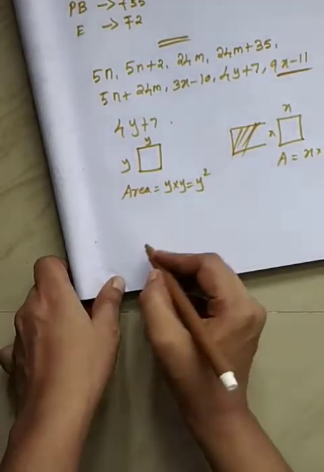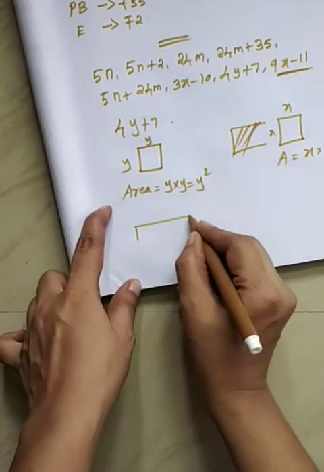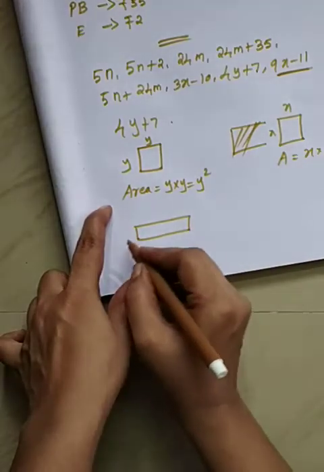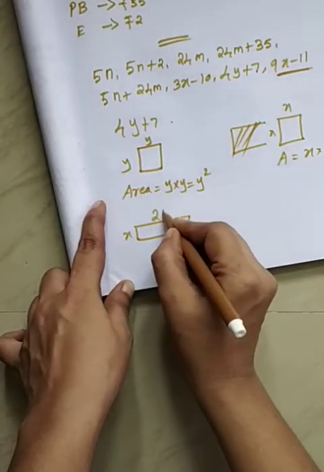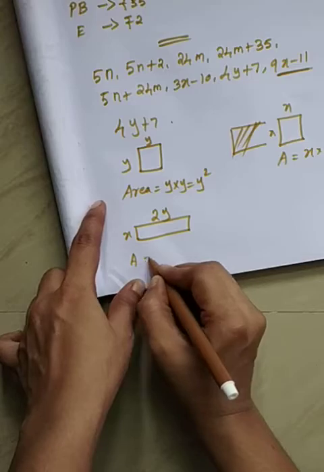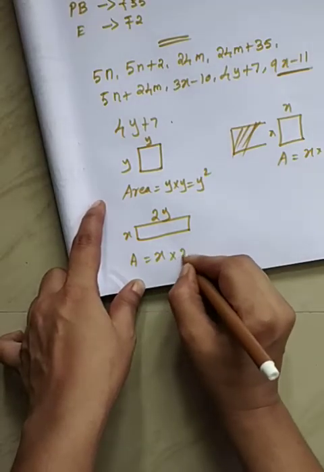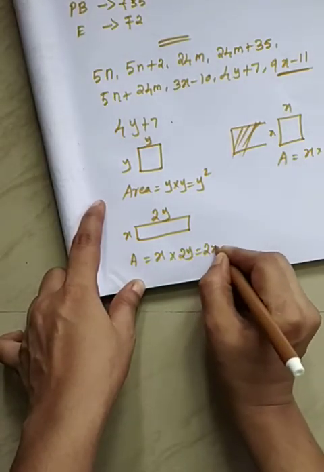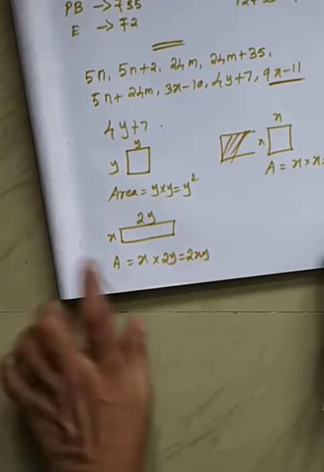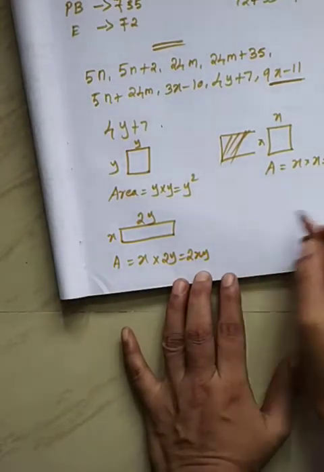The next, you can take the rectangle. This is x, and this one is 2y. So area equals x into 2y. That means 2xy. This is the area. And then see here.